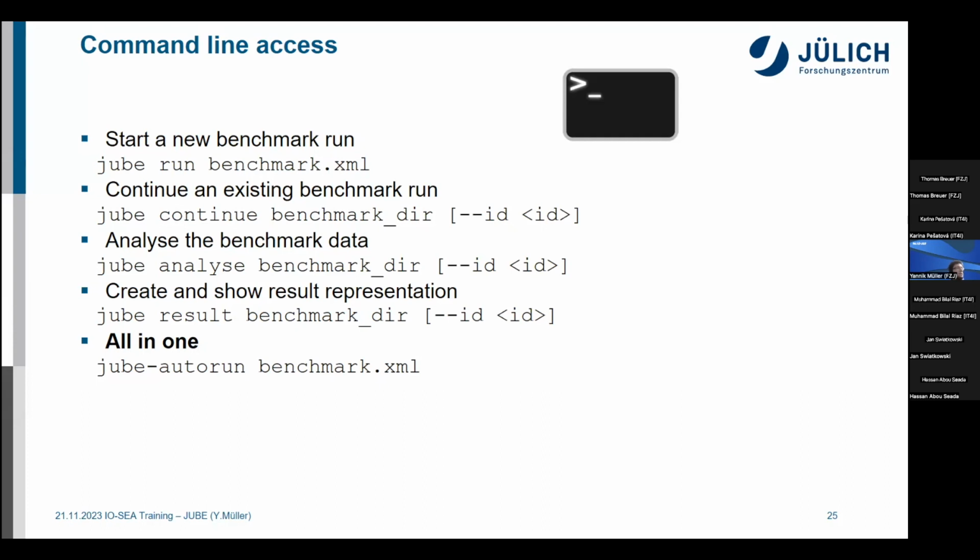So we have seen the JUBE run and the JUBE continue, and I hinted a little bit at the other commands. There are mainly those 4 commands: JUBE run, JUBE continue, JUBE analyze, JUBE result. And then there's one command that will run all of those commands one after another and repeat continue as often as necessary in an interval. That's called JUBE autorun. So that's what we've seen in the CI/CD script at the beginning.